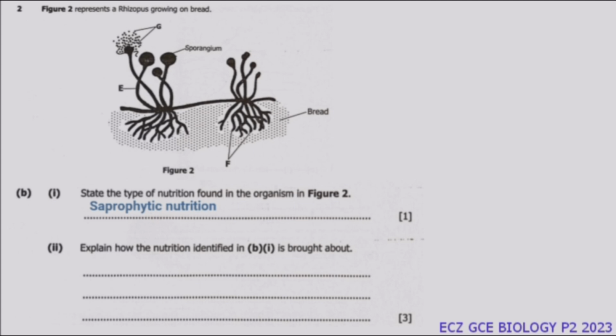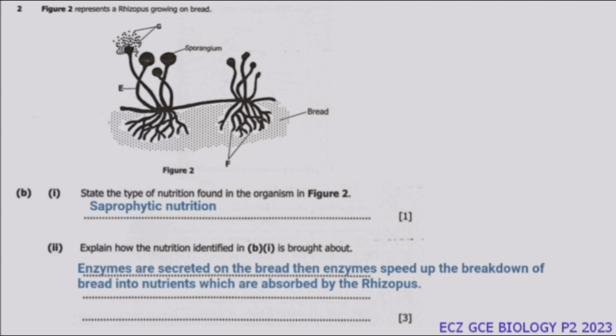So it is also going to speed up the reaction. Remember, these enzymes will catalyze the reaction, meaning speeding up the reaction. Then they will break down the bread nutrients into smaller nutrients that can be absorbed by rhizopus. So to explain this, you can write like this: enzymes are secreted on the bread, then enzymes speed up the breakdown of bread into nutrients which are absorbed by the rhizopus. Okay, so that's what happens.